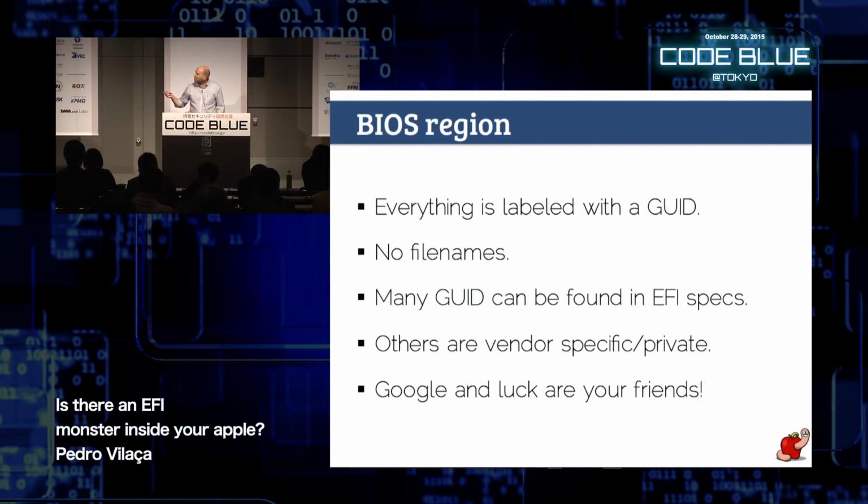There are many GUIDs that are vendor-specific or private, meaning Apple has some GUIDs that it doesn't publish. You don't know the meaning, so you need to reverse engineer to understand what they are doing. Some manufacturers publish their GUIDs, others keep them private, and only by reverse engineering do you know their contents. So Google and some luck are your friends in this case. If you Google and it gives some hits, it will save you reverse engineering work. If not, you have to load IDA and fix things yourself.